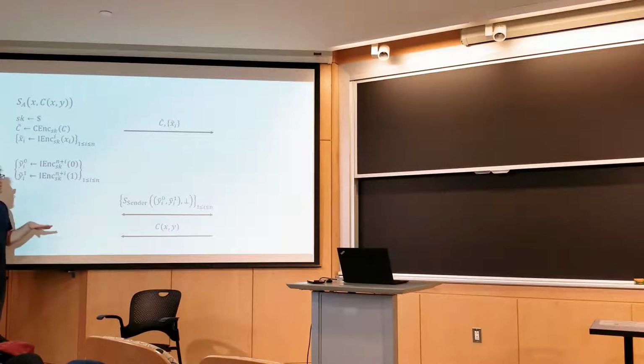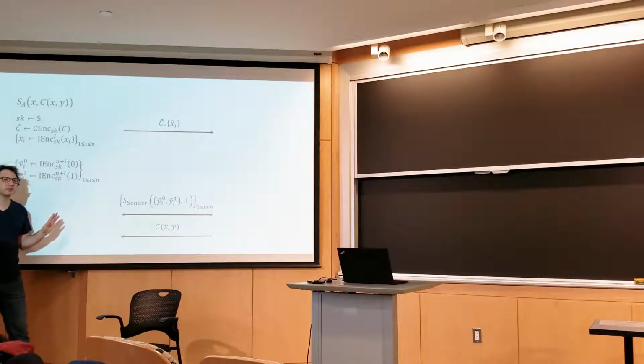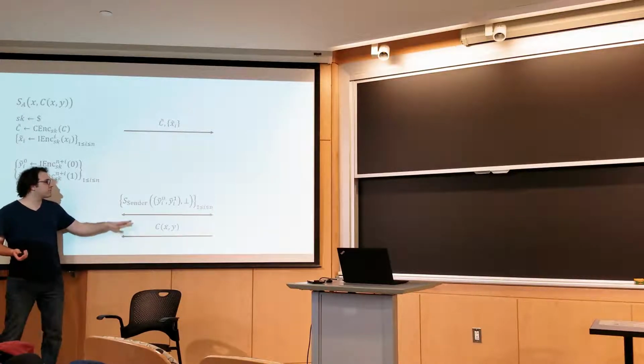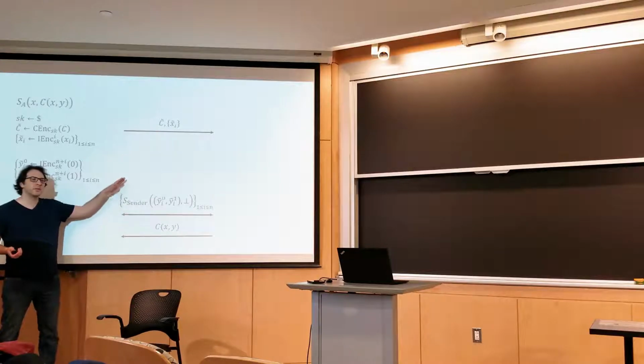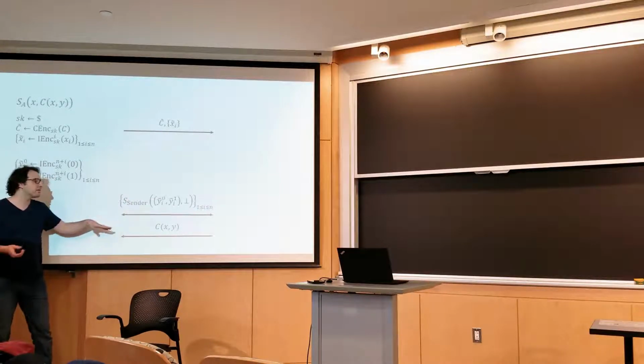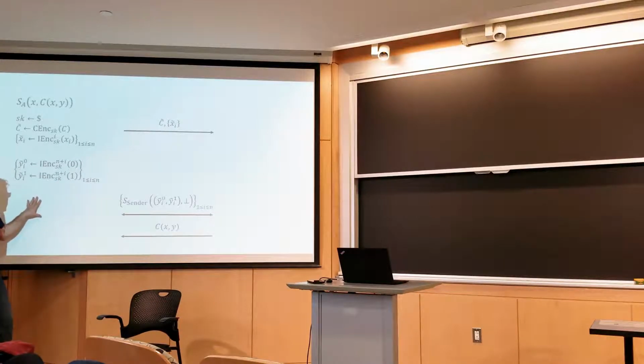And now we need to simulate the last message where party B sends the output. Great, we know the output, right? So we just send the output. Okay? It's not like this output was really computed from the garbling; there wasn't actual computation of the garbled circuit. We just simulate this side of the protocol.